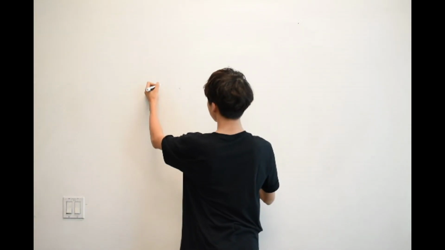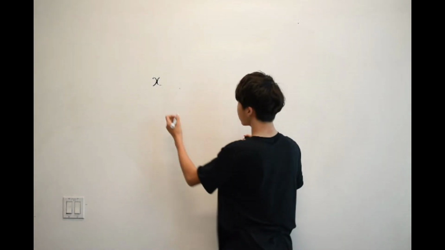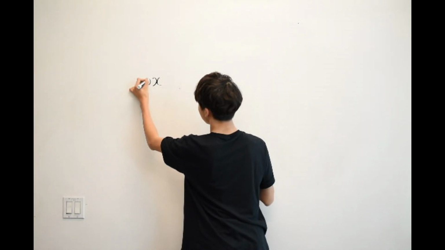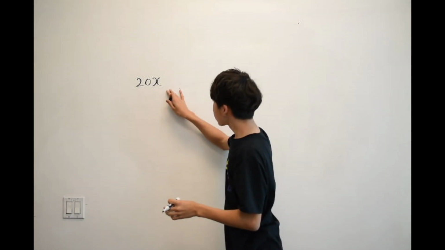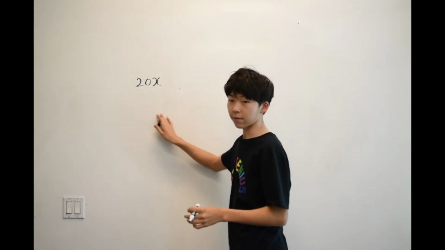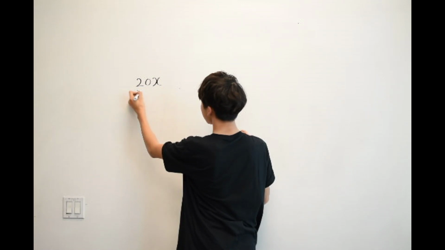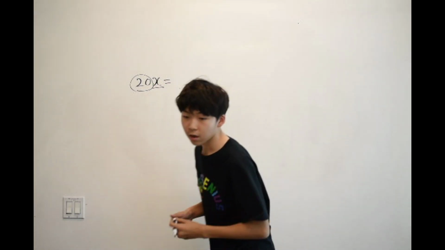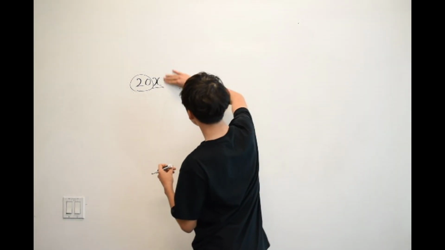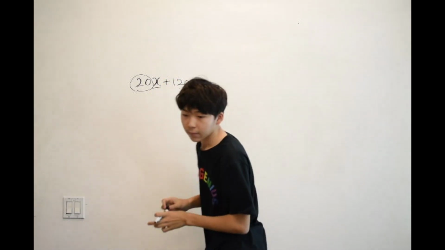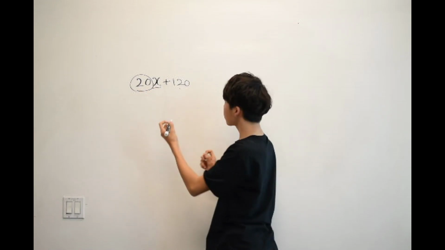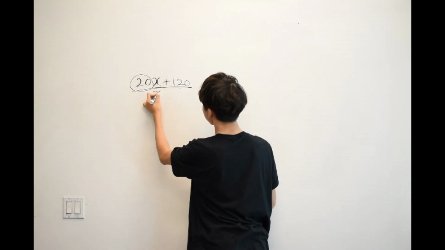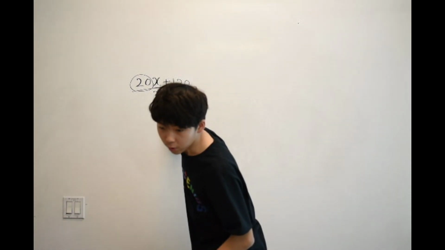So in problem 10, there was a set of non-negative integers and their average was 20. Let's say there were x integers. We find the average by finding the sum of all the numbers and dividing it by the amount of numbers. So 20x is the sum of all the numbers, and you added 120 to the set. Since there were originally x numbers and you added one more, the total is x plus 1. So this is the new average, which in the problem is 40.